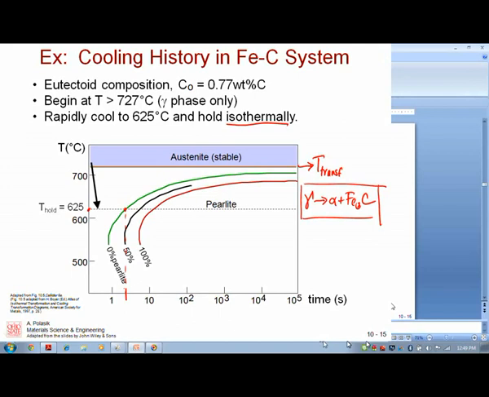Fabulous. How long before we form 100% pearlite? This line, right? Where does this temperature, this isotherm, the holding temperature, hit the 100% pearlite? Right here. So that's 15, 20-ish in there. You can figure it out, right? This is half. So it's 10 to the 1.2, whatever that is. That's what this line up there is. Okay.